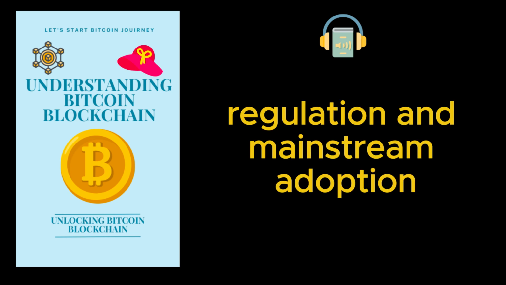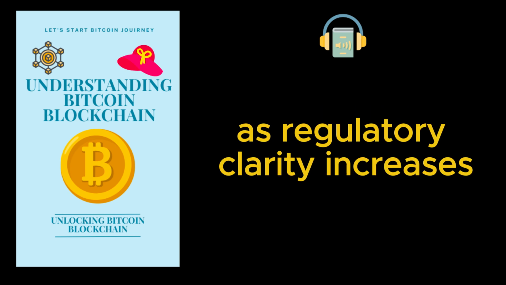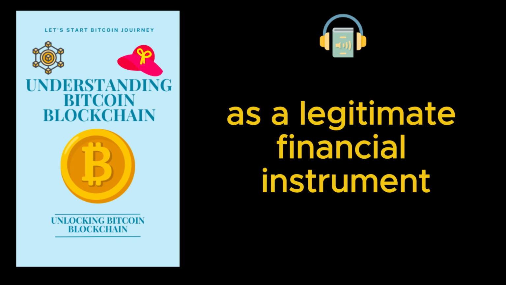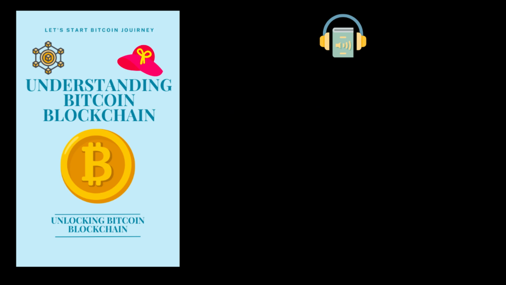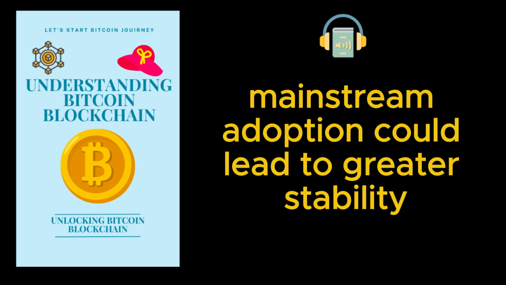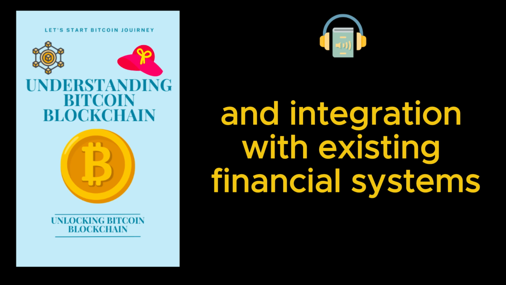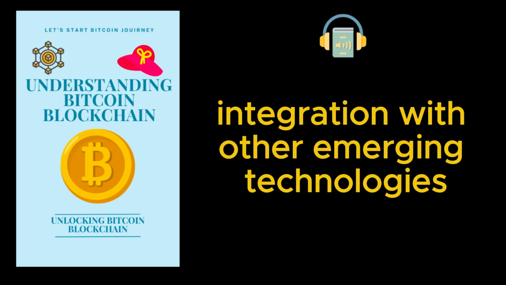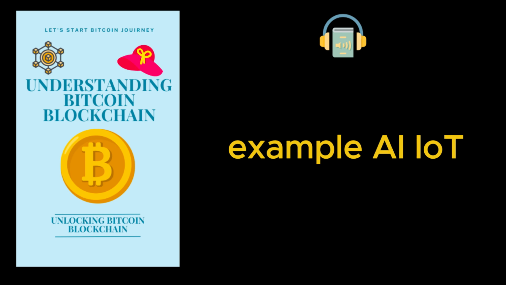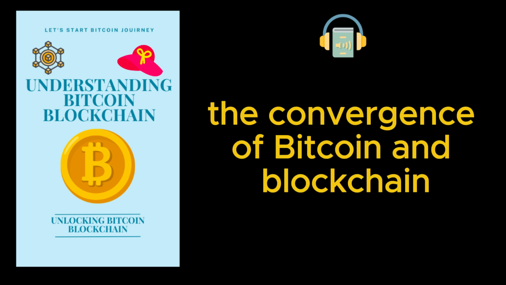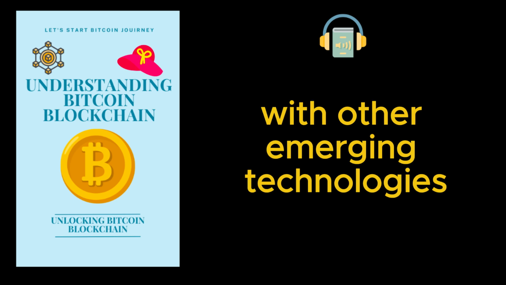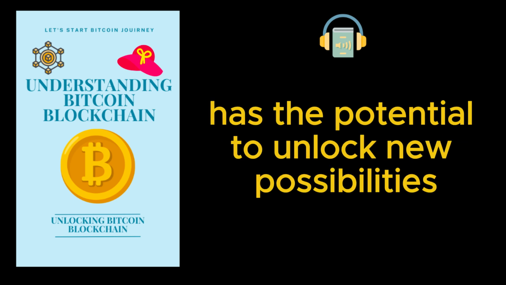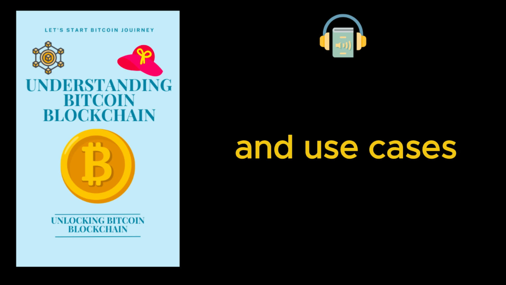Regulation and mainstream adoption. As regulatory clarity increases, Bitcoin may gain further acceptance as a legitimate financial instrument. Mainstream adoption could lead to greater stability and integration with existing financial systems. Integration with other emerging technologies, for example AI and IoT. The convergence of Bitcoin and blockchain with other emerging technologies such as AI and IoT has the potential to unlock new possibilities and use cases.